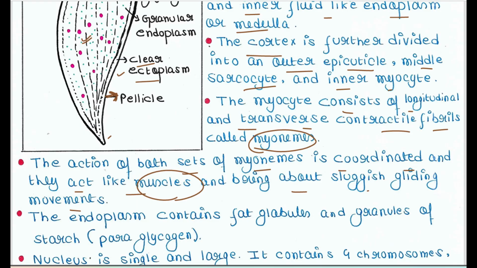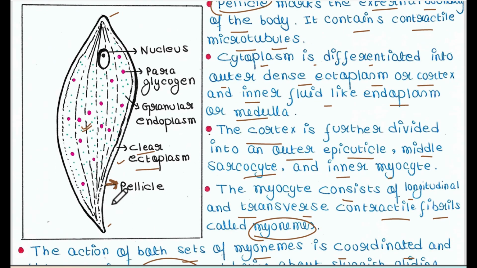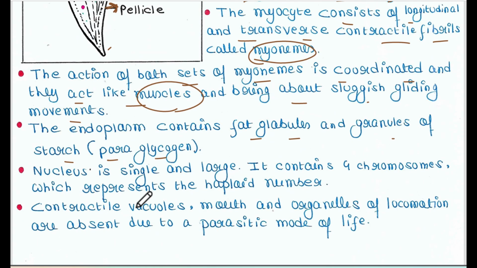And the endoplasm contains fat globules and granules of starch, which are called paraglycogen. So endoplasm means the cytoplasm that is present in the middle portion. So you can see it has fat globules as well as paraglycogen. These are paraglycogen. And paraglycogen is nothing but the granules of starch.